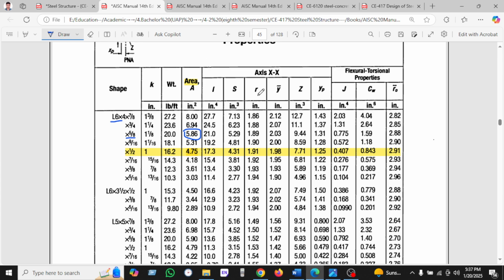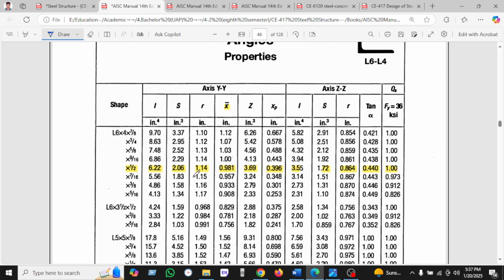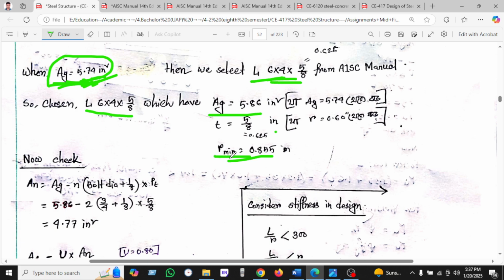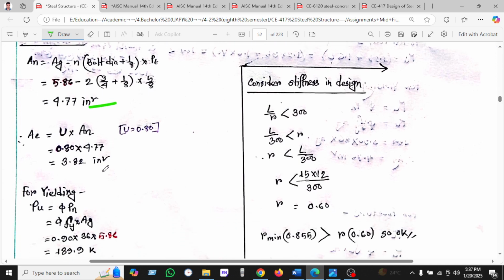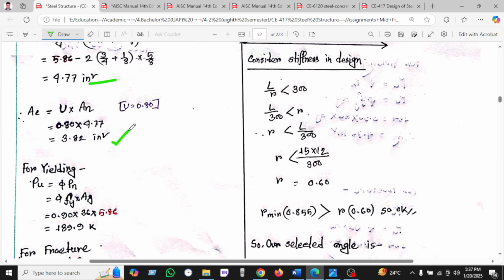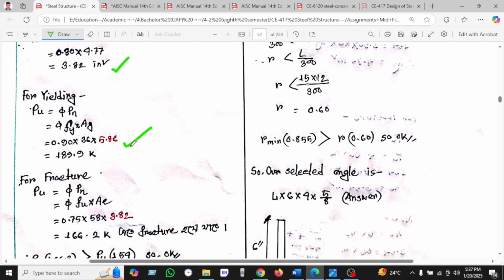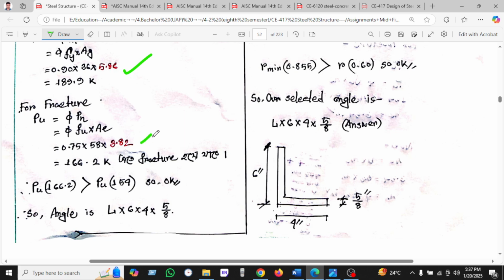So all the data is given here as we have seen, 0.58 and 0.859. r minimum is taken from the AISC manual. Now we will check again, AG equal to, putting all the values we found, and for yielding and fracture we found 170 and the same way for fracture.